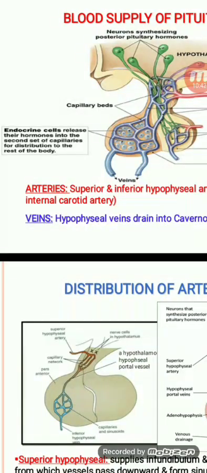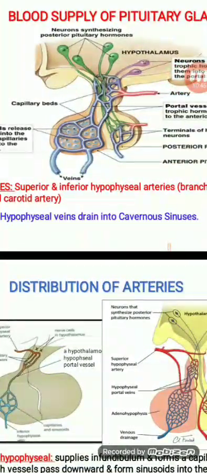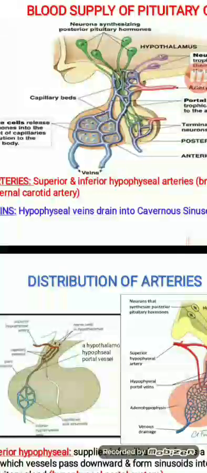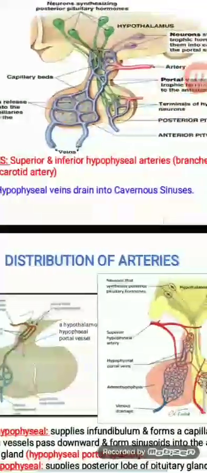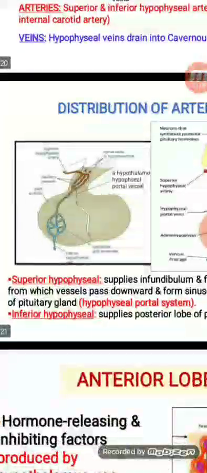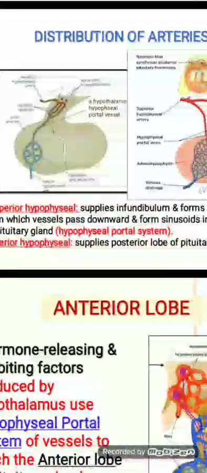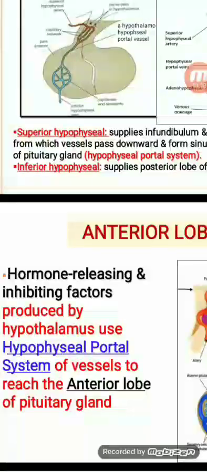The blood supply: arterial supply by the superior and inferior hypophyseal arteries. These are branches from the internal carotid artery. The internal carotid artery is a branch from the common carotid artery. It gives no branch in the neck. It distributes to the brain. The hypophyseal veins drain into the cavernous sinus. See the distribution of the superior hypophyseal artery and the inferior hypophyseal artery.